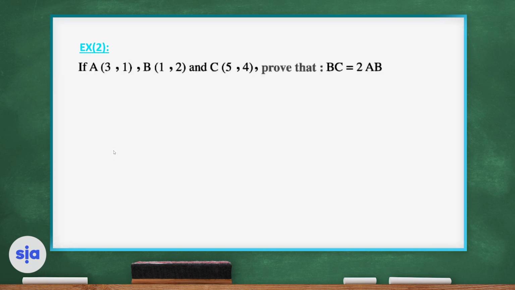Example 2. If A has coordinates (3, 1), B has coordinates (1, 2), and C has coordinates (5, 4), prove that BC equals 2 times AB. First of all, to find BC, we need to find the distance between points B and C. So we write here that BC equals the square root of (1 minus 5) all squared plus (2 minus 4) all squared. Then BC is equal to 2 square root of 5.